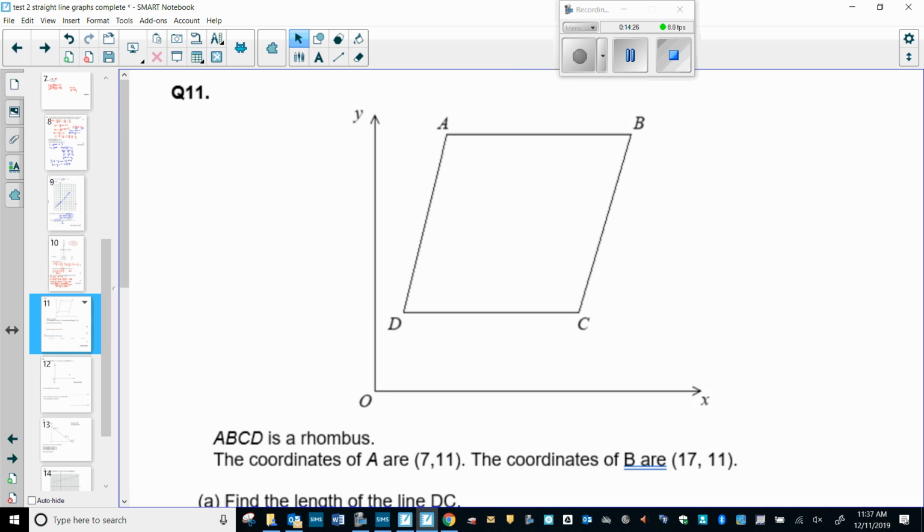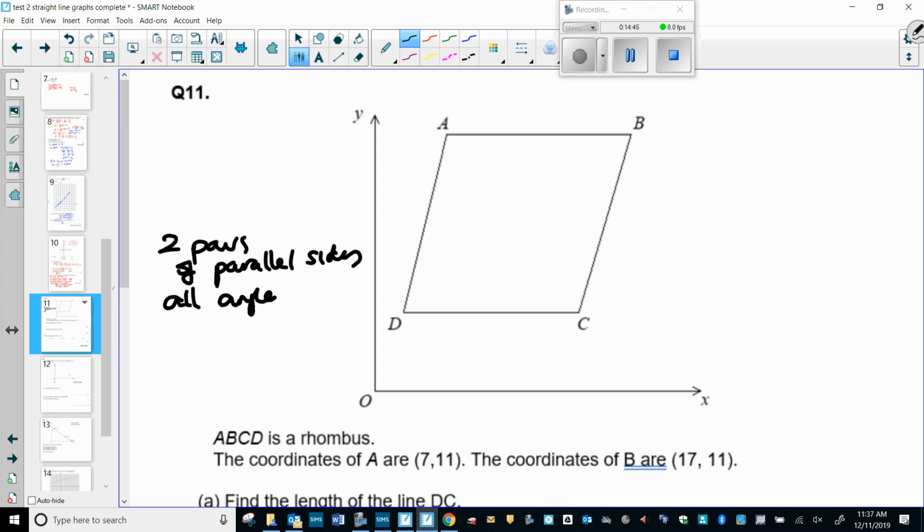You have to remember that in descriptions for quadrilaterals, many of the descriptions are similar. For example, if I were to describe a rectangle, I would say two pairs of parallel sides, all angles are 90 degrees. Now, a square fits into that description, so a square is classed as a rectangle. But to ensure that we know it's a square, we would add that all four sides are equal.